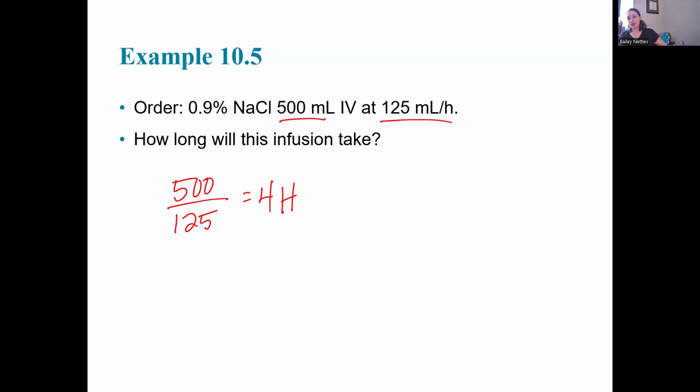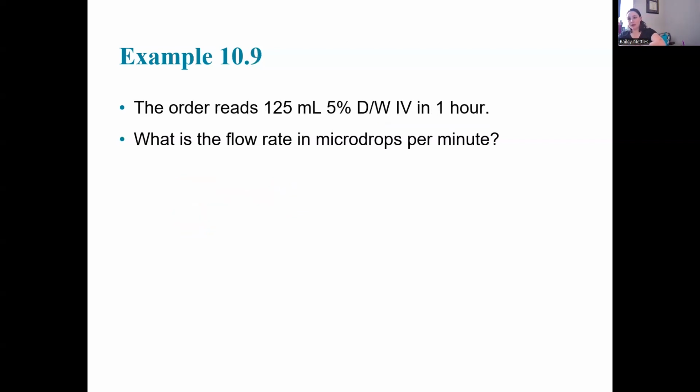All right. So now we're going to get into a little bit different. I messed up on this, but that's okay. My computer's being very slow. So the order is for 125 milliliters of 5% dextrose in water, IV in 1 hour. What is the flow rate in micro drops per minute?